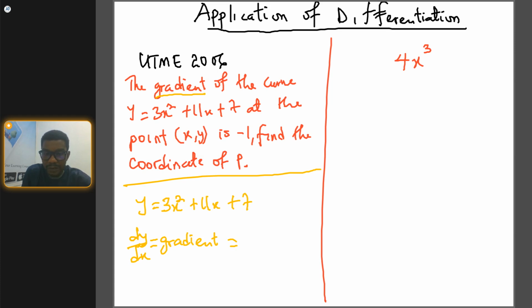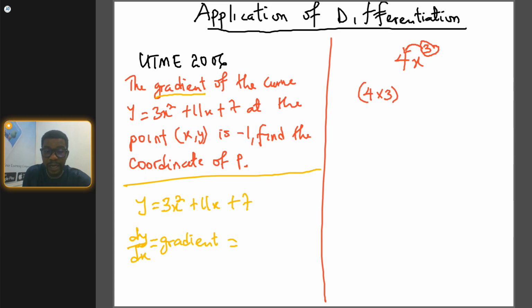Please follow attentively. Take the power. The power is what I circled, and the power is 3. Multiply the power with the number beside x. The number beside x is 4. So in that case, it means we have 4 times 3.